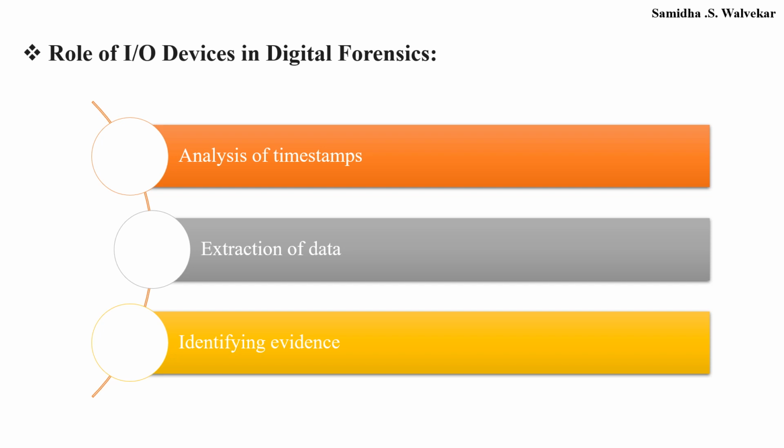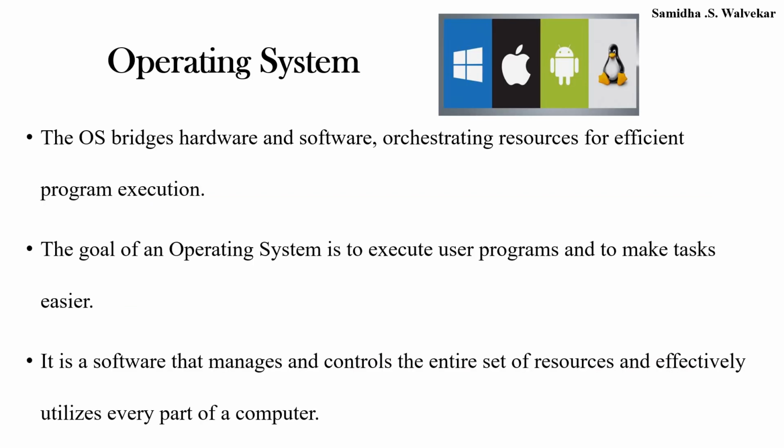Identifying evidence. Often input devices and output devices contain the traces of digital evidence like printed documents, keystrokes, or images captured. These are some traces of the evidence. So analyzing these helps in reconstruction of events and understanding the user's action. So in this way, input and output devices play an important role in digital forensics.